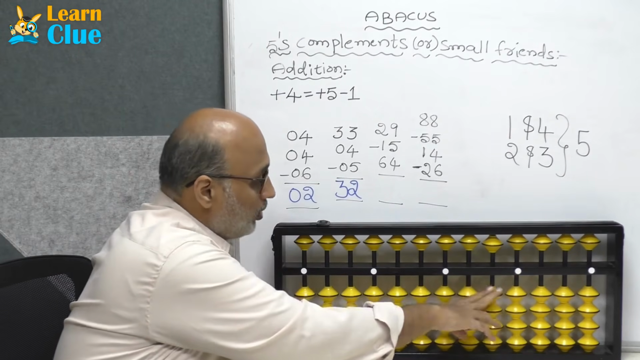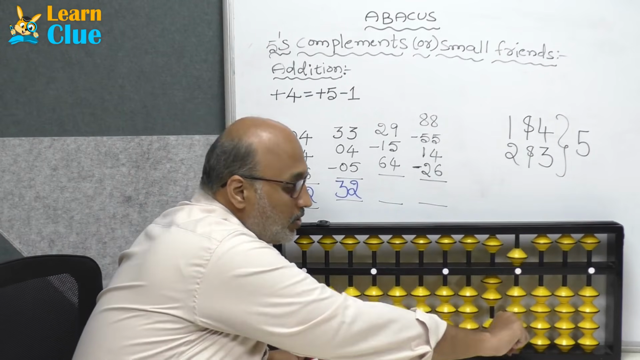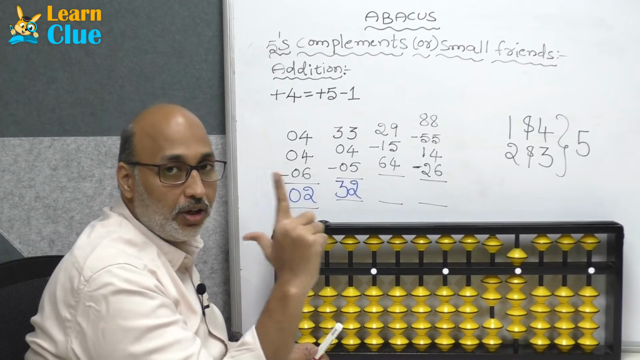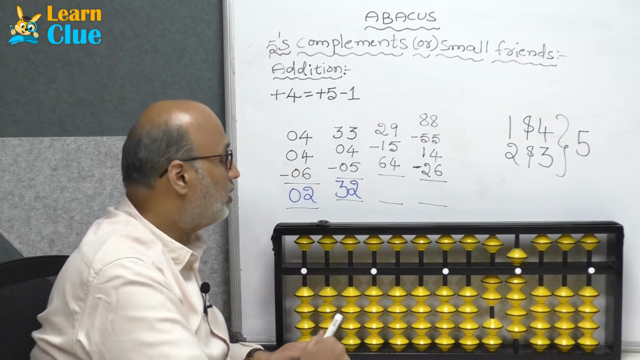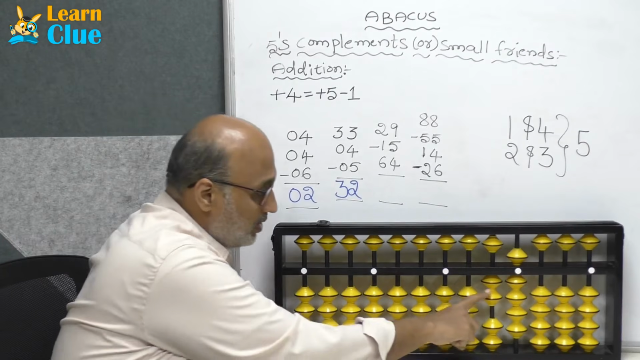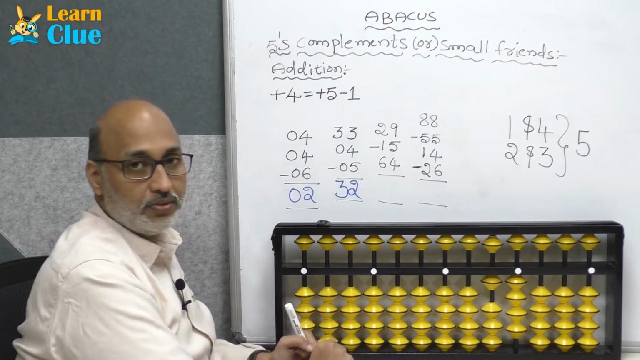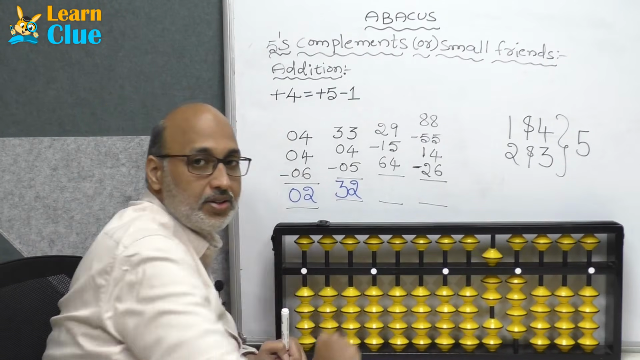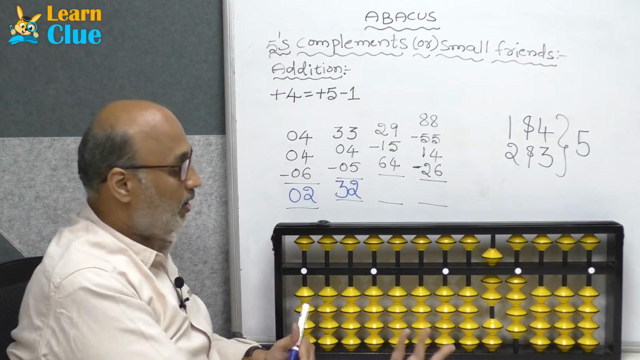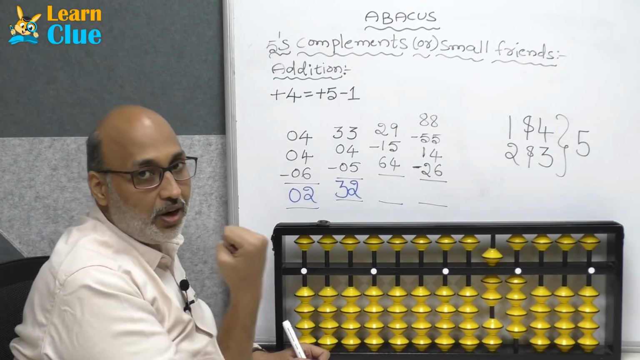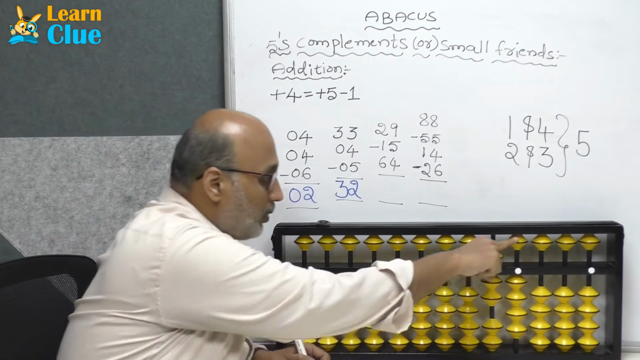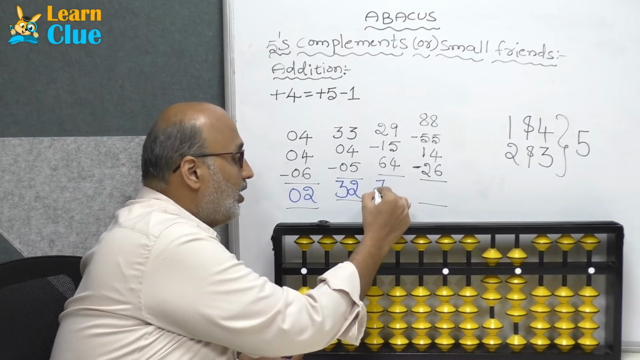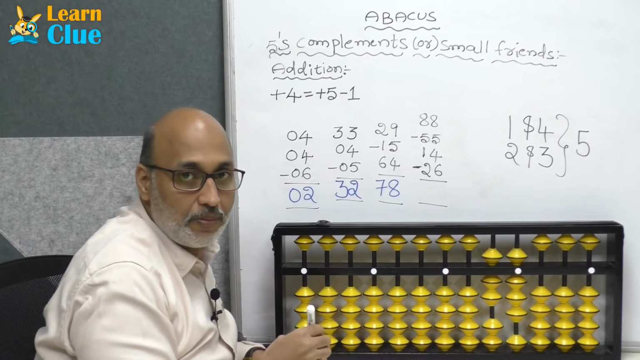Okay. Next problem. 29. 20 in 10's place, 9 in 1's place. Don't forget your finger movements, which is very important. Next, minus 15, minus 10, minus 5. Okay, plus 64, plus 60 in 10's place, plus 4 in 1's place. Where 4 beads are not available. Who is the friend of 4? 1. So plus 5 minus 1. What is the answer? 78 is the answer. Okay.